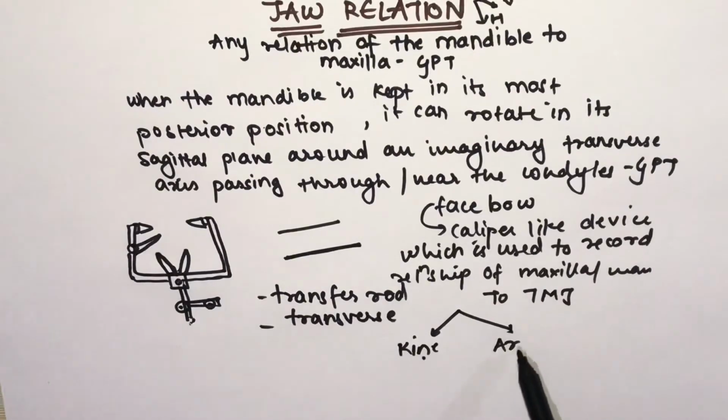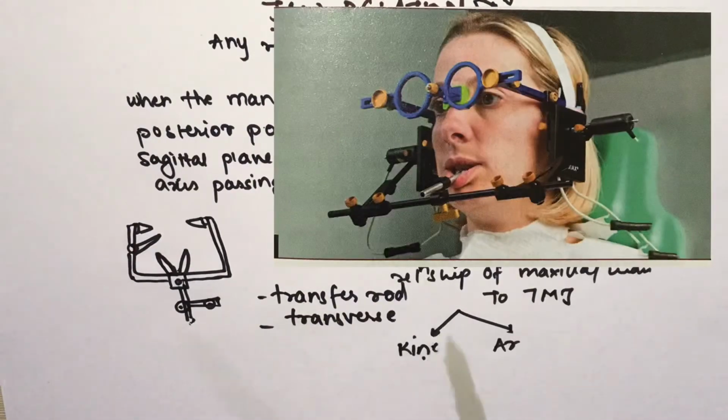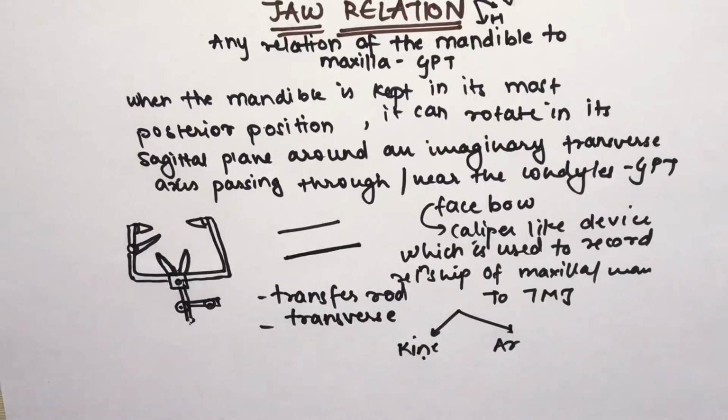Arbitrary ones include the fascia type, earpiece type, Hanau face bow, and then various Whip Mix and Gysi face bows. So these all are the various types of arbitrary face bow, and the one which we are using is the arbitrary Hanau's face bow. I'm going to explain how you record the jaw relation using this Hanau face bow. We are not using the kinematic because its procedure is very complex. It can be used in cases of fixed partial dentures and when there is full mouth rehabilitation.